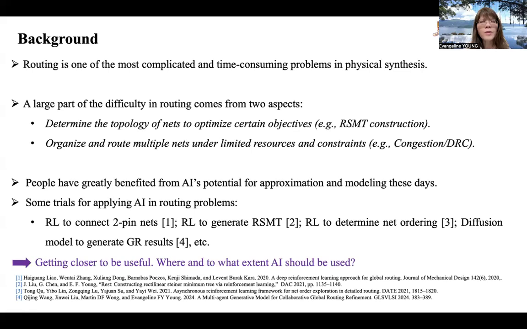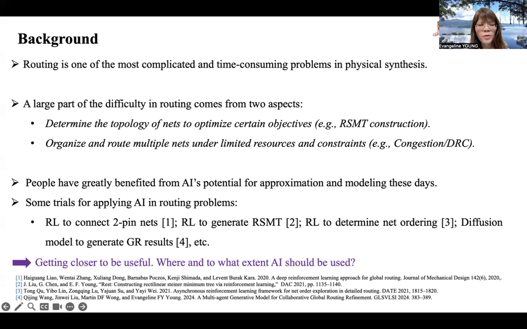So we all know that routing is one of the most complicated and time-consuming steps in physical design, and is usually the runtime bottleneck because there are many complex objectives to achieve, and also there will be many nets fighting for the same routing resources. But nowadays, we can see a lot of advances in AI, and we would like to see whether AI can help us to do routing.